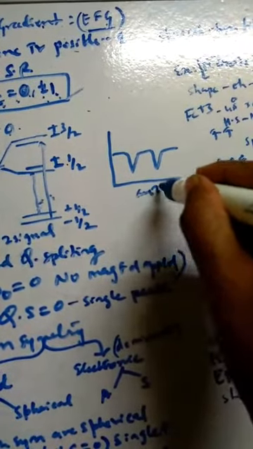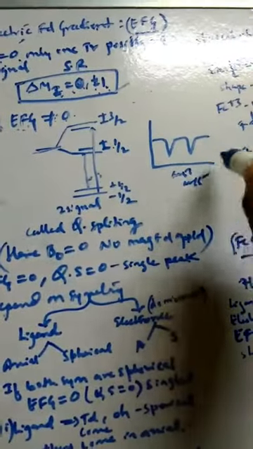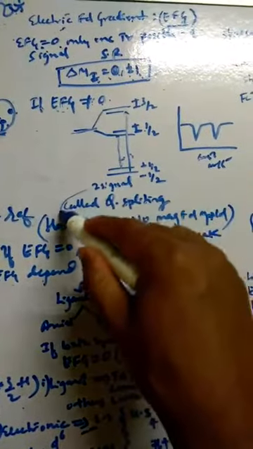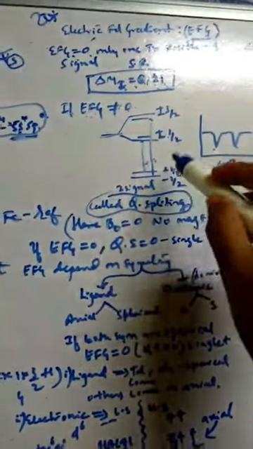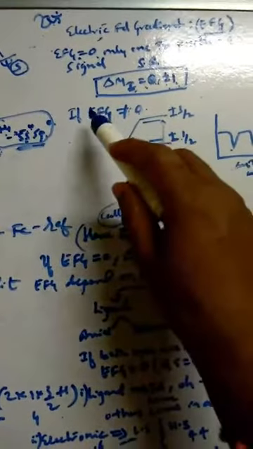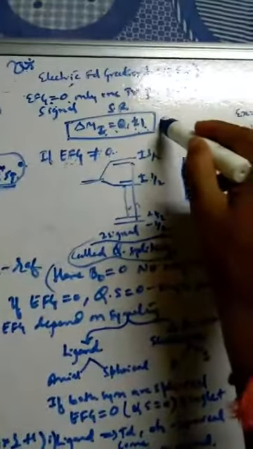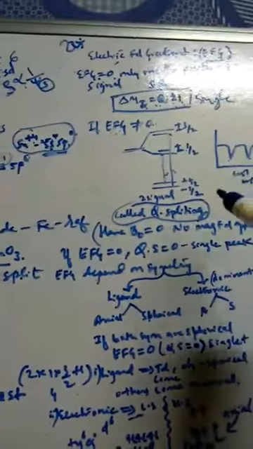The axes are absorption versus speed of the source, in centimeter per second or millimeter per second. So we observe two peaks if the electric field gradient is not equal to 0, and we call that quadrupole splitting. This is very important. Quadrupole splitting is observed when the electric field gradient is not equal to 0. If the electric field gradient is equal to 0, the quadrupole doublet is not observed, only a singlet, a single peak.